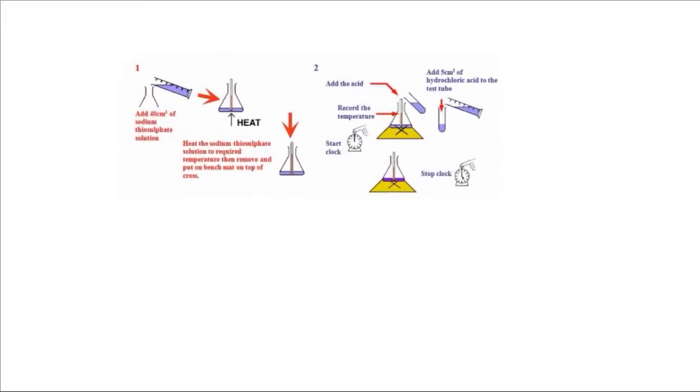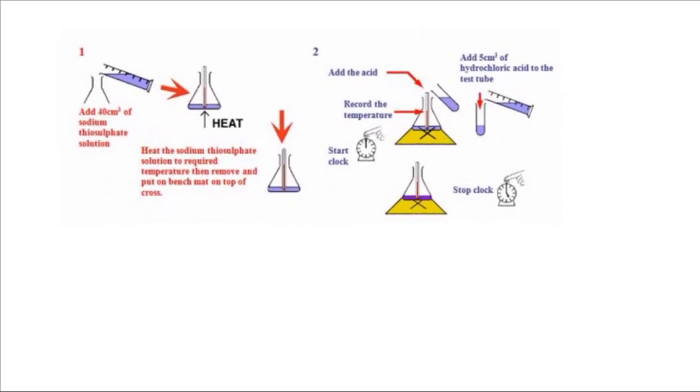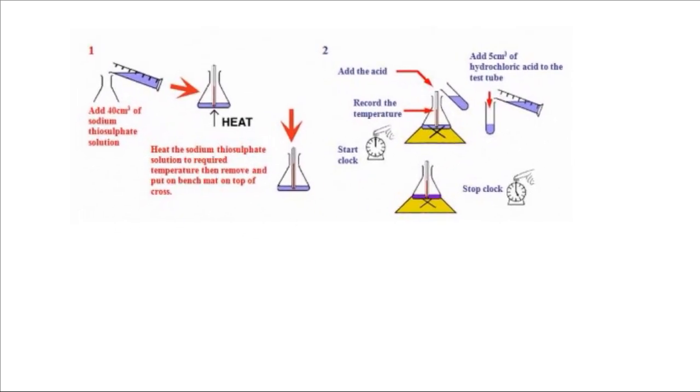The particles of the thiosulfate and that of hydrochloric acid, or if we use sulfuric acid, will collide very fast, and that faster collision is what will realize the faster formation of the yellow precipitate. So this is the kind of reaction that we have. This is the summary of the entire procedure.